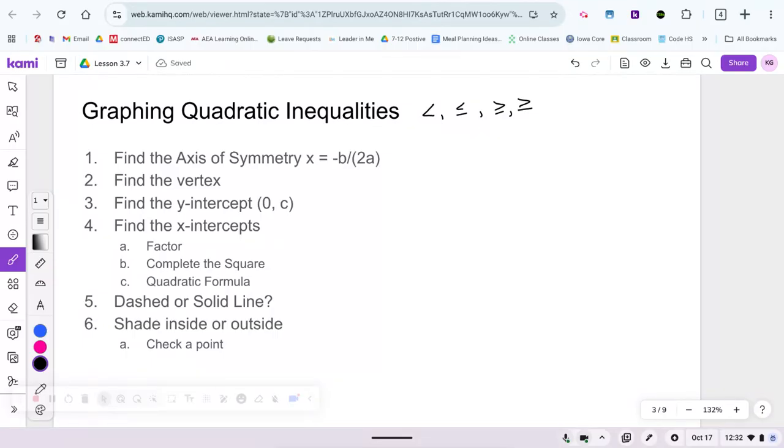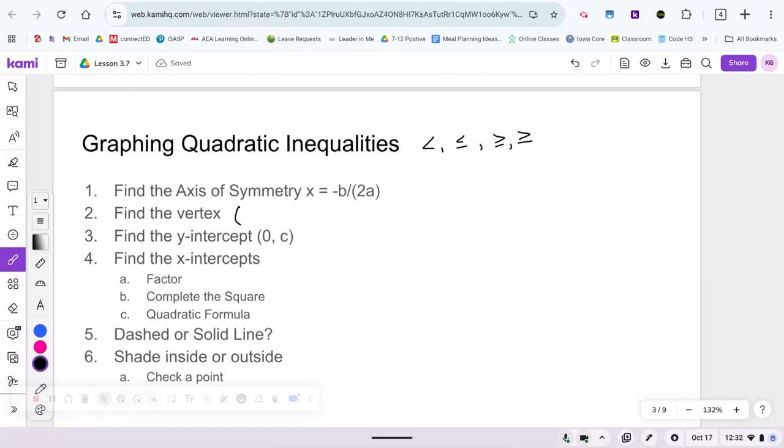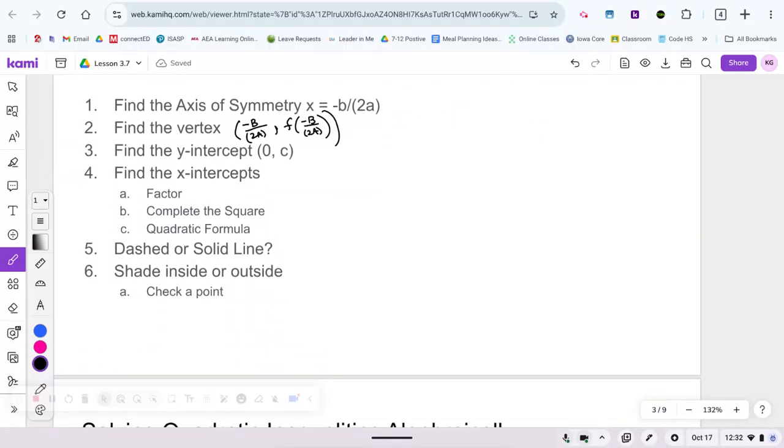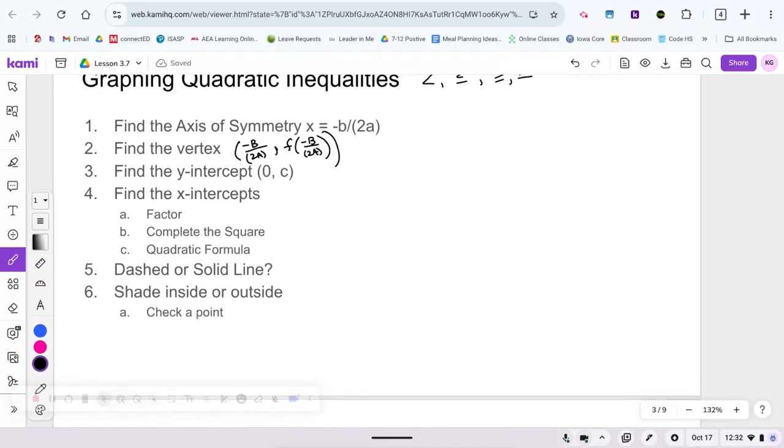So we're going to first find the axis of symmetry. Then we're going to find the vertex. So remember, the vertex lies on the axis of symmetry. We're going to sub it into the equation to get the y-coordinate. The y-intercept is going to be (0, c). We're going to either factor, complete the square, or use the quadratic formula to find the x-intercepts.